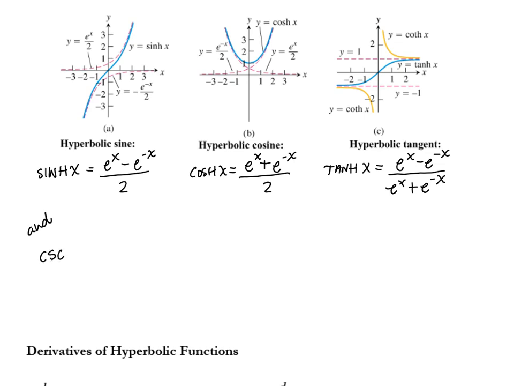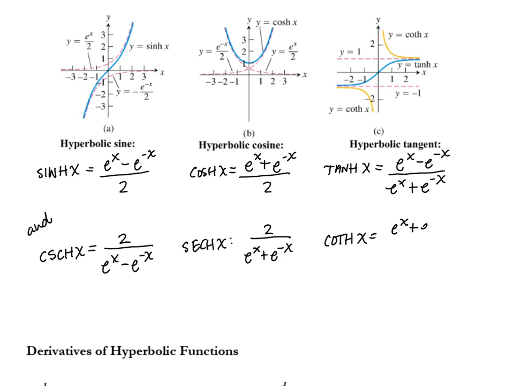The hyperbolic cosecant of x is what happens when we flip over sine, 2 over e to the x minus e to the minus x. Hyperbolic secant, sech of x, is 2 over e to the x plus e to the minus x. And hyperbolic cotangent, coth of x, is e to the x plus e to the minus x over e to the x minus e to the minus x. So all we did was flip over those fractions to make the reciprocal identities.